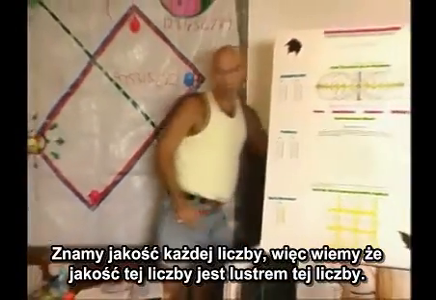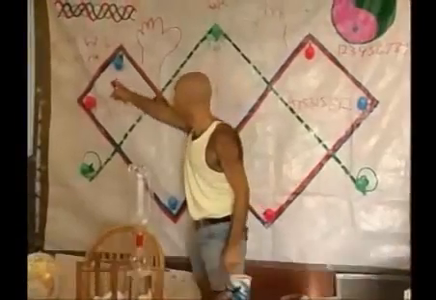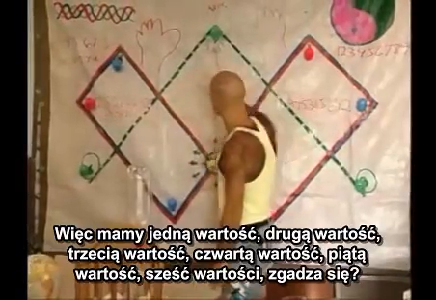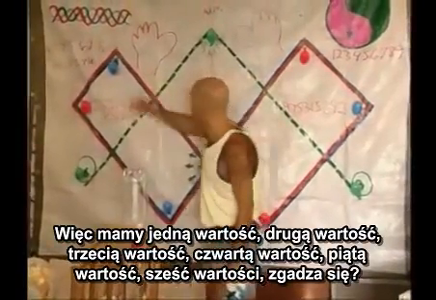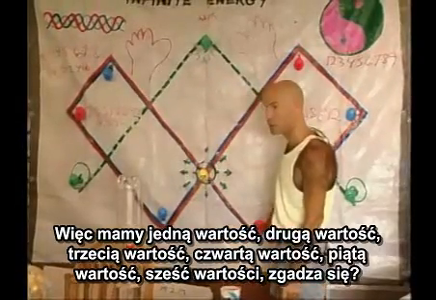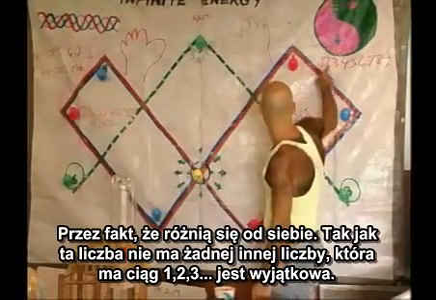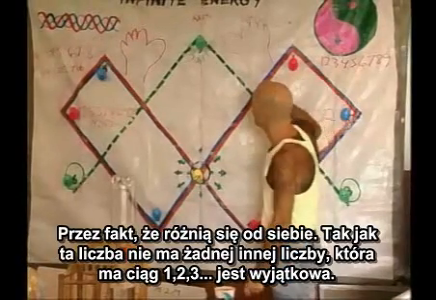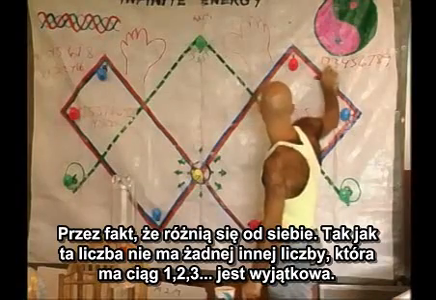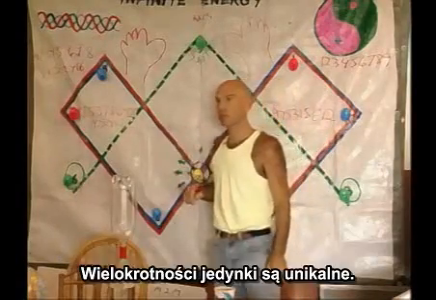So we know the quality of every number, so we know the quality of this number is a mirror of that number's quality. We know this quality is a mirror of that. So we've got one quality, two qualities, three qualities, four qualities, five qualities, six qualities, right? What do you mean by six? Well, by the fact that they're different from one another. Like this number, there's no other number that goes up 1, 2, 3, 4. It's unique. Oh, so in multiples of one. Multiples of one is unique.